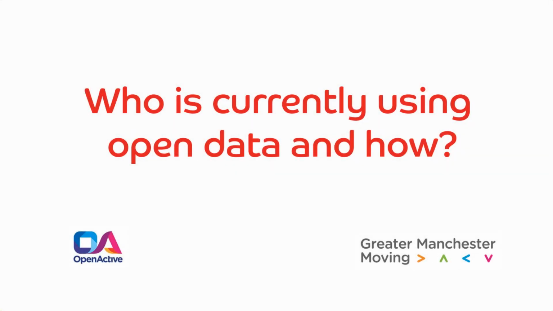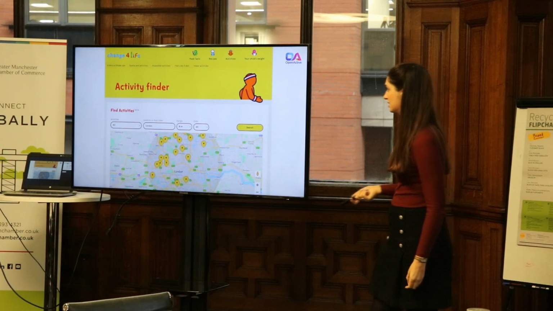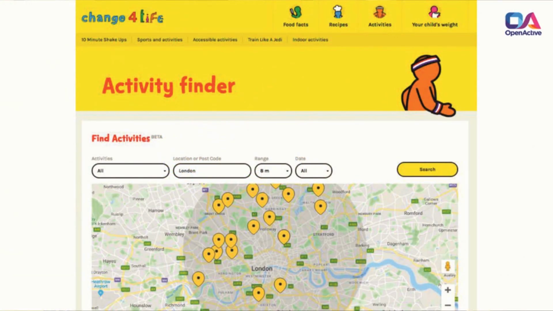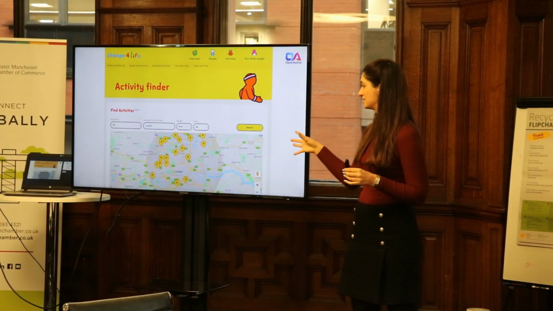So just an example of what we've done so far and what other organisations within the sector have done so far. This is the activity finder for the Change for Life campaign, which is run by Public Health England. They have taken all of the data that we've got opened up so far. They filtered out just the stuff that's for kids and families, and they've put it in this activity finder.